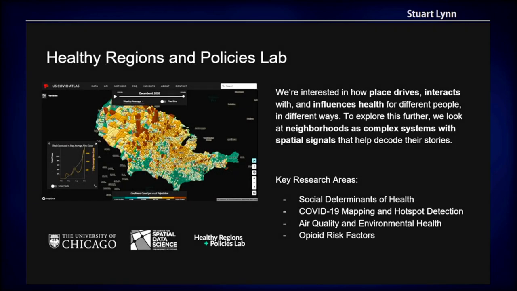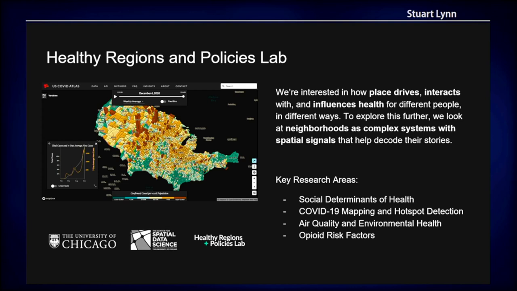So a little bit of an introduction to myself and Dylan. We both work at the University of Chicago. We work half at the Healthy Regions and Policies Lab and half at the Spatial Data Science Center. The Healthy Regions and Policies Lab is a lab at Chicago that is interested in understanding how place drives, interacts with, and influences health for different people in different ways. They explore this through looking at neighborhoods as complex systems with spatial signals that help decode their stories. The lab does a lot of really interesting work around social determinants of health, so how your built environment and where you are affects your health outcomes.